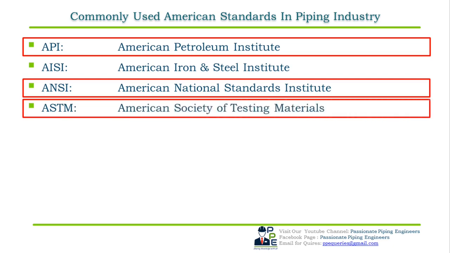ASTM, American Society for Testing Materials. ASTM is a society which has developed a collection of documents called Material Specifications for standardizing material of large use in the piping industry.